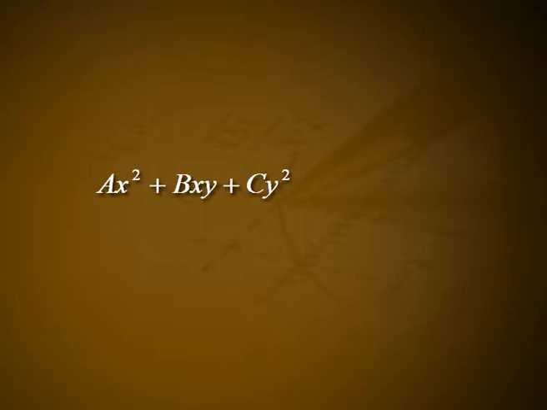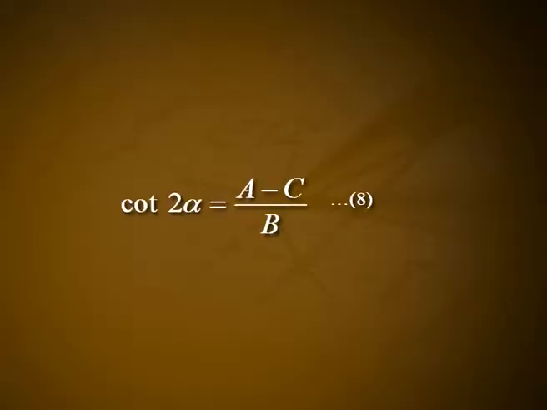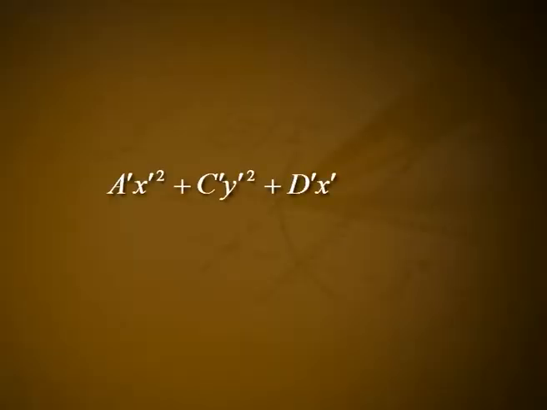Theorem 1. If the equation ax² + bxy + cy² + dx + ey + f = 0, equation 7, is such that b ≠ 0, and if an x′y′ coordinate system is obtained by rotating the xy axes through an angle α satisfying cot 2α = (a − c)/b, equation 8, then in x′y′ coordinates, equation 7 will have the form a′x′² + c′y′² + d′x′ + e′y′ + f′ = 0, equation 9, an equation not involving the cross product term.